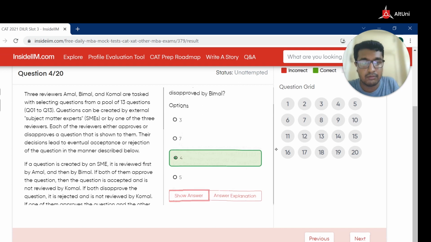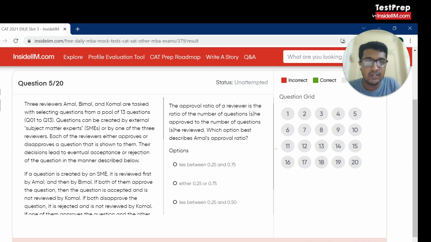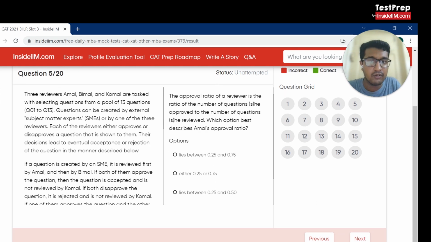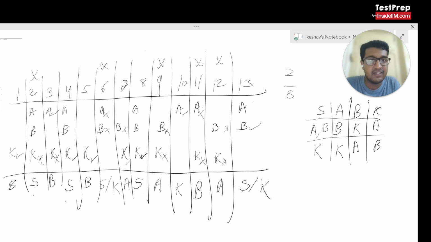The approval ratio of a reviewer is the ratio of the number of questions he approved to the number of questions he reviewed. Which option best describes Amal's approval ratio? How many questions were reviewed by Amal? 1, 2, 3, 4, 5, 6, 7, 8. So 8 questions were reviewed by Amal, and how many of them were definitely accepted by Amal? Question number 3 and 10. So 2 of them were definitely accepted, which is 0.25.